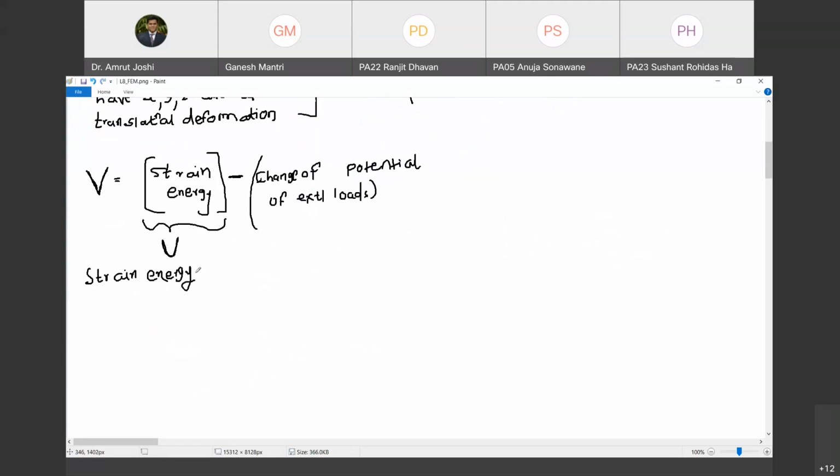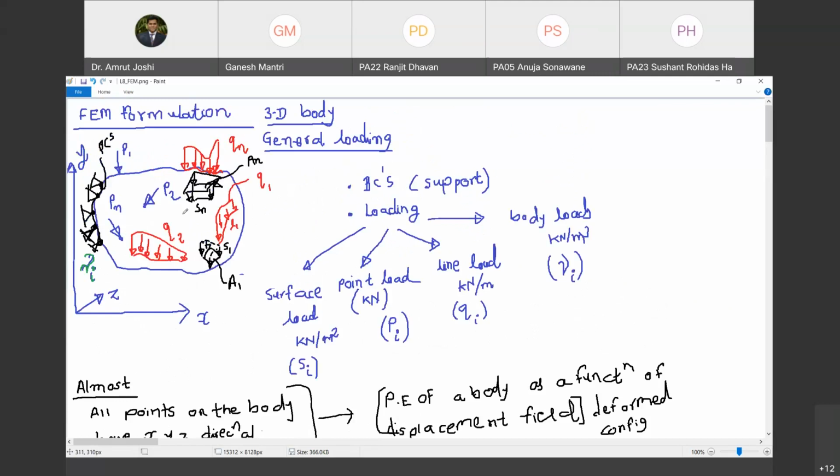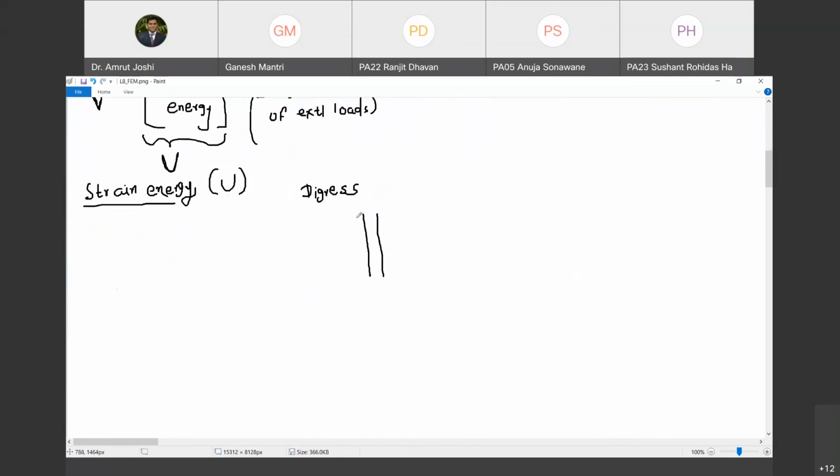Strain energy. Now we are going to take a digress. I want to write down the expression for strain energy, and for that I need to take a digress. Let us consider an example. Digress means we are deviating from the main topic. We are trying to address analysis of this body using finite element formulation, but we are taking a digress because we have to understand the way in which strain energy is written first. Are you with me? Yes, sir.